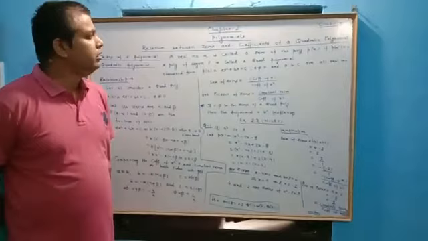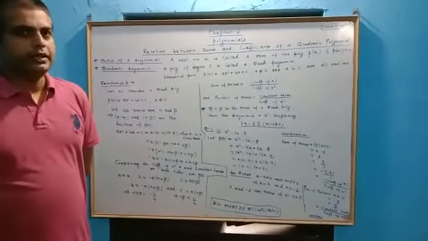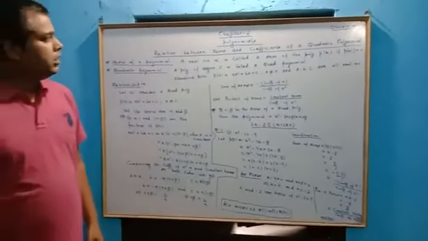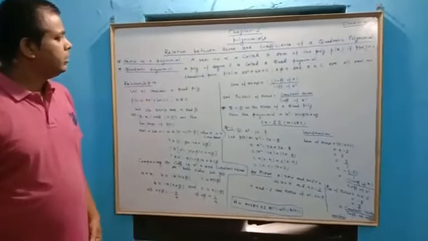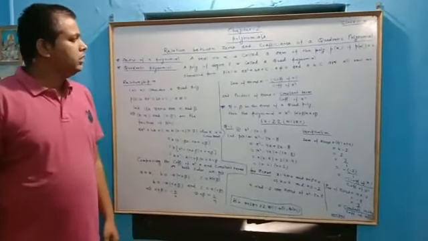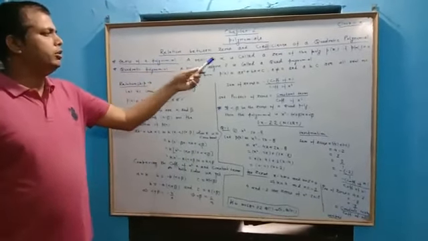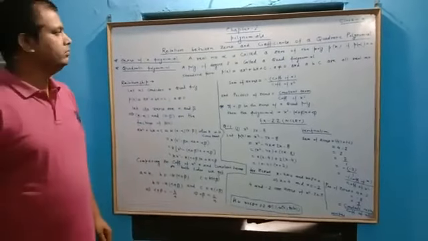Today I am going to discuss chapter 2 of class 10, that is polynomials. In this chapter today we discuss the topic relation between zeros and coefficients of a quadratic polynomial.